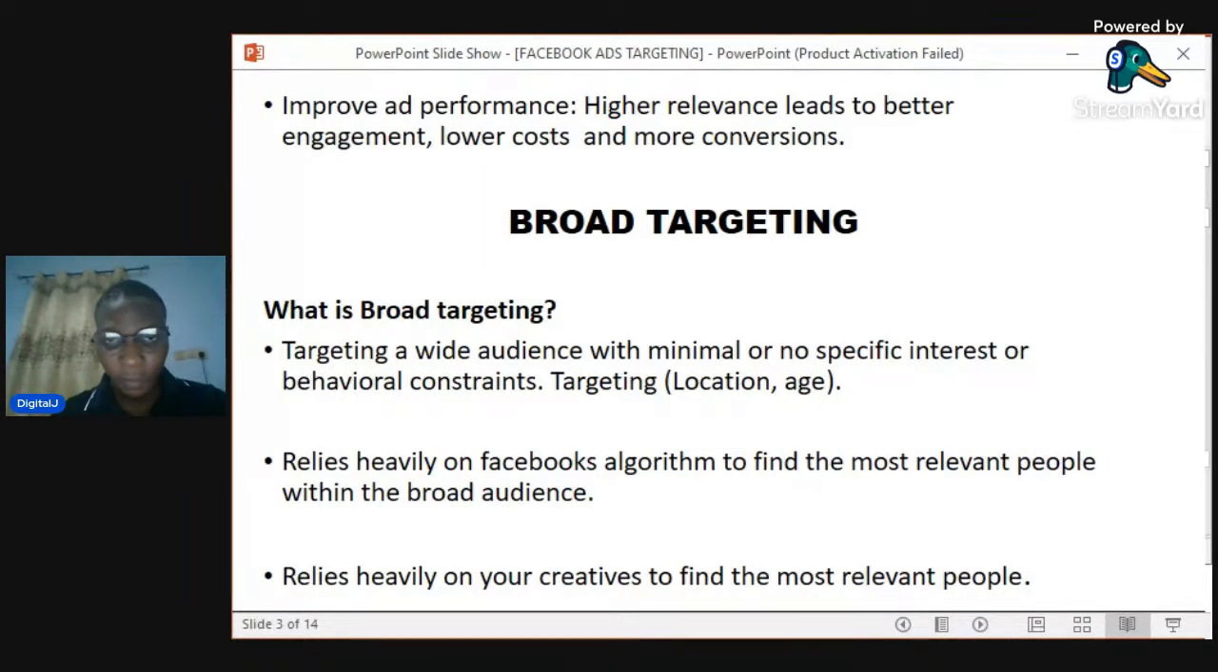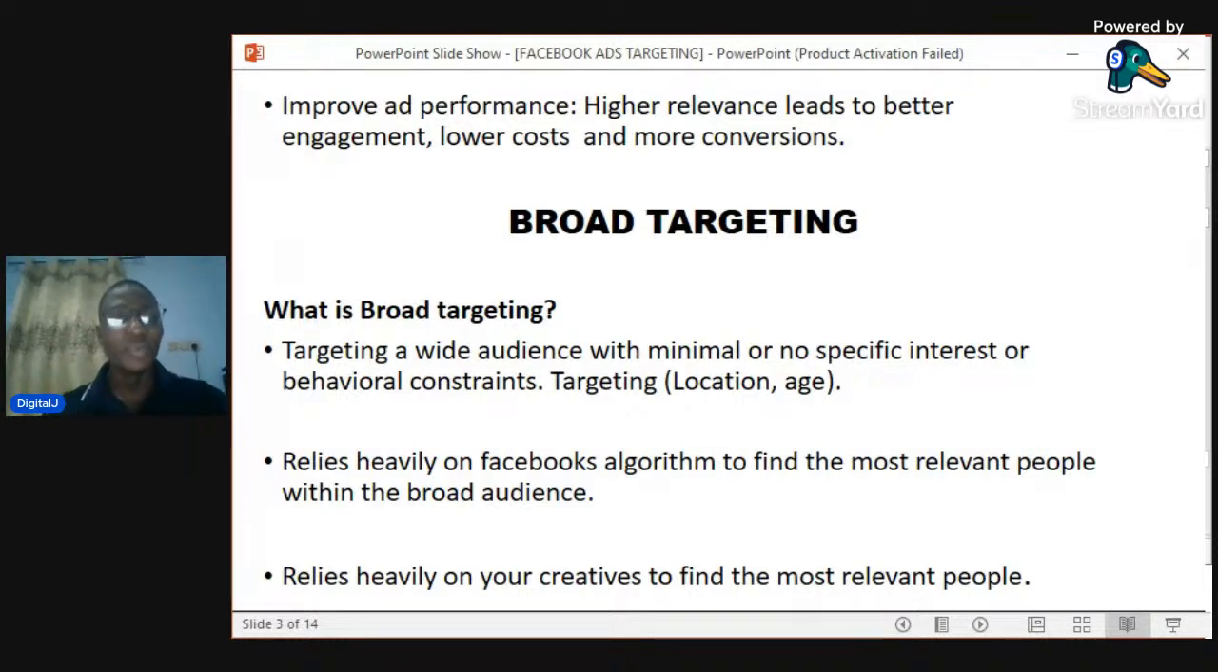Very, very important. Now, basically, in today's class, I'll be talking about three types of targeting. We have the broad targeting, we have the interest-based targeting, and we have the narrow targeting. So let's start with broad targeting. This is the part where you want to take out a pen and start to jot down.